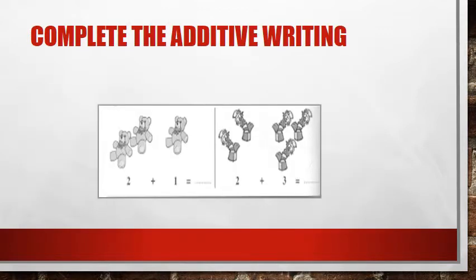Good. In this slide, we have to complete the additive writing. 2 plus 1, we have 2 birds in the first group and 1 bird in the second group. 2 plus 1 is equal to what? In the second picture, how many clowns do we have? 2 clowns and 3. So 2 plus 3 is equal to 5.